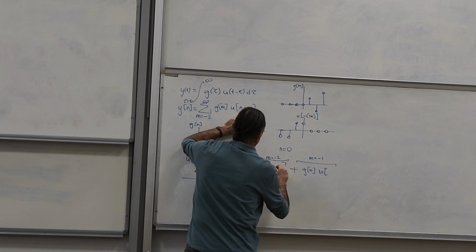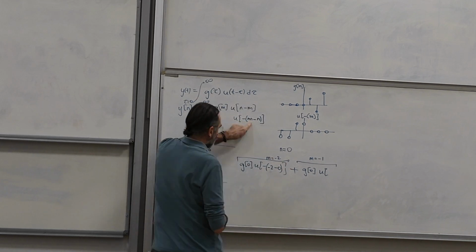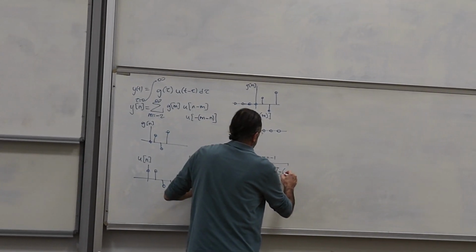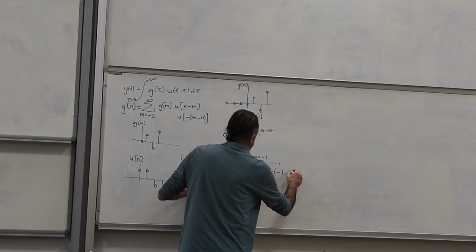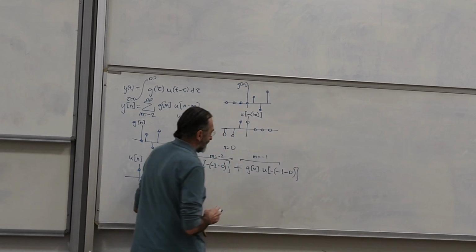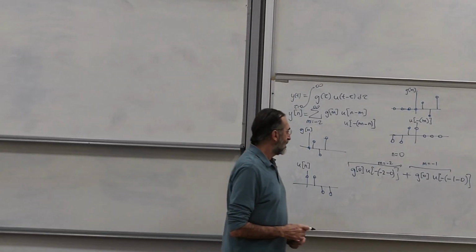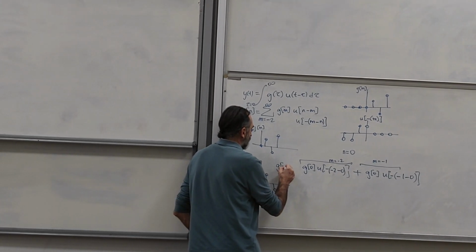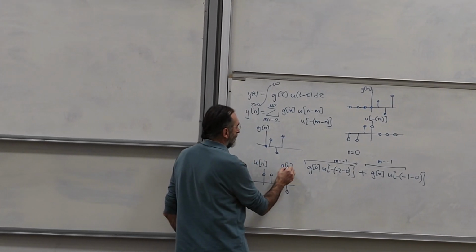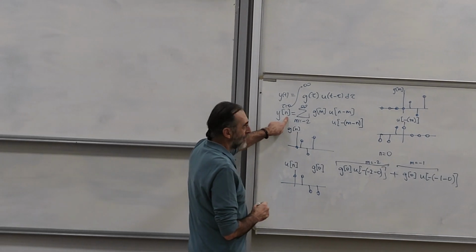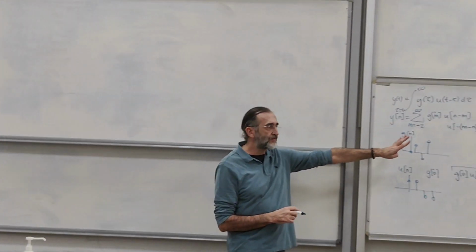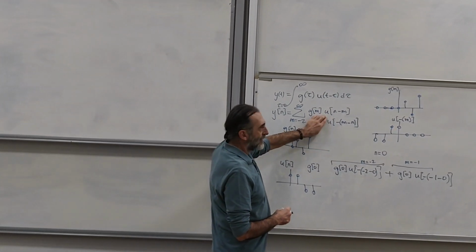2 minus 0. So u of minus 1 minus 0. Okay? This is going to give me g of 0 or n. This is n. Follow me? So I'm just following the recipe that I see here.